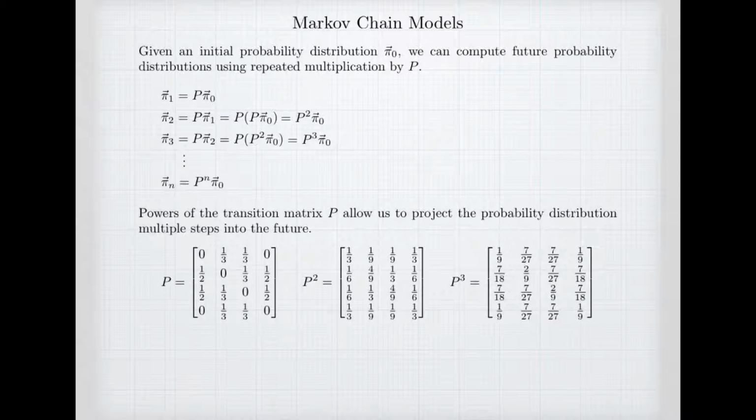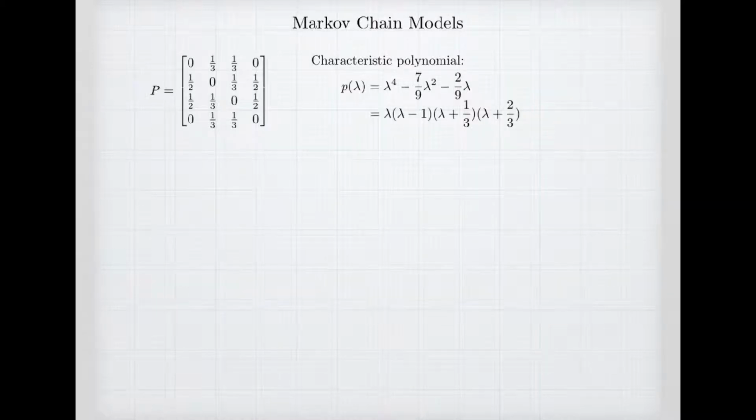And it factors really nicely. So I get lambda times lambda minus 1 times lambda plus a third times lambda plus 2/3. And I can calculate that there are 4 eigenvalues: lambda equals 0, 1, negative a third, and negative 2/3. And to save time, I've gone ahead and calculated a basis vector for each of the eigenspaces.